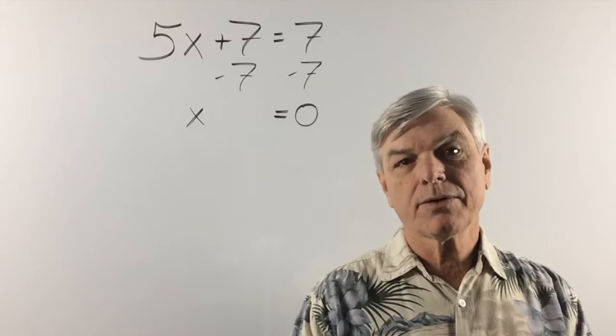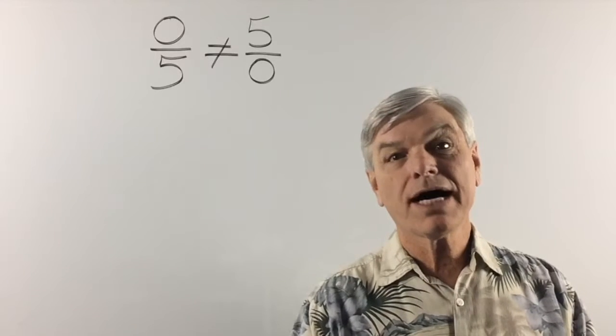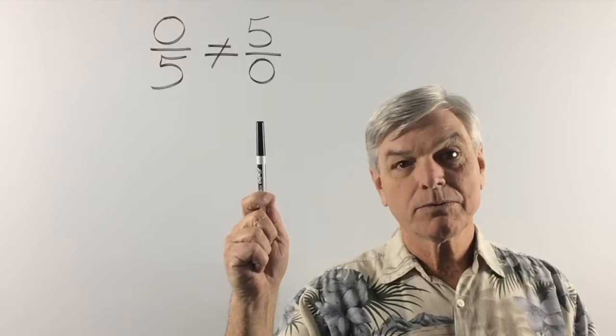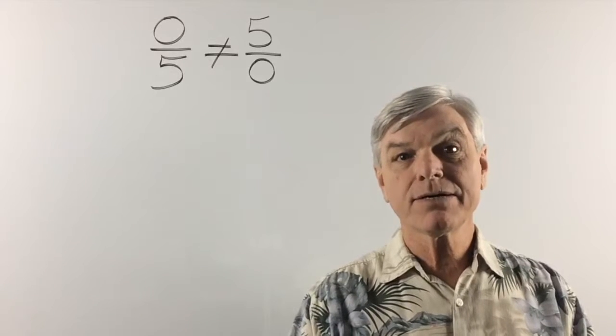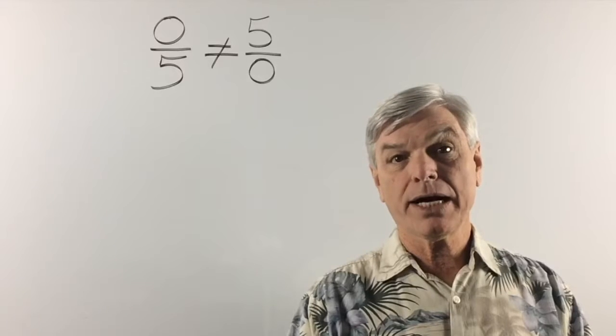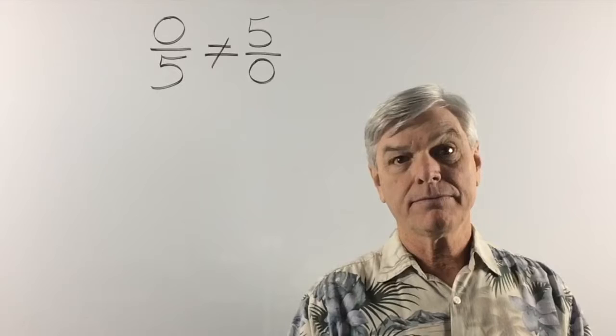And x equals 0. Now be careful. 0 over 5 is not the same as 5 over 0. 0 over 5 is 0. 5 over 0 is a different number that we're not going to get into right now. It's just important for you to know that they're not the same.